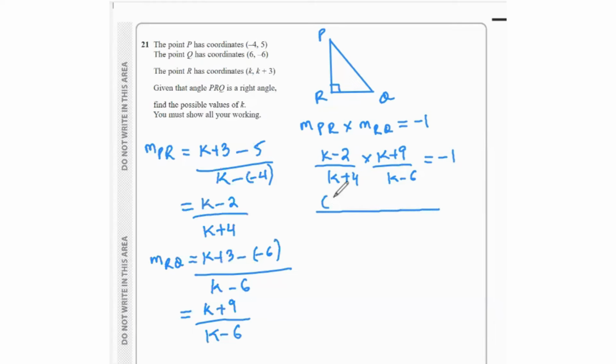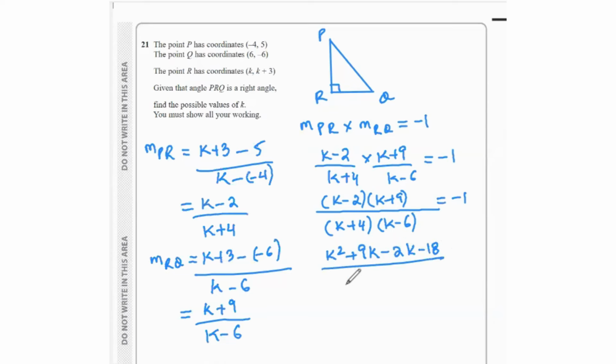So multiply them. K minus 2 times K plus 9 over K plus 4 times K minus 6 equals negative 1. Expand the brackets: K squared plus 9K minus 2K minus 18 over K squared minus 6K plus 4K minus 24 equals negative 1. So that's K squared plus 7K minus 18, cross multiply, negative K squared plus 2K plus 24.